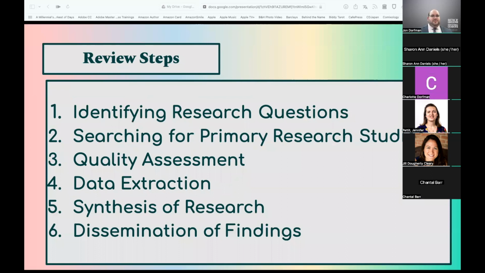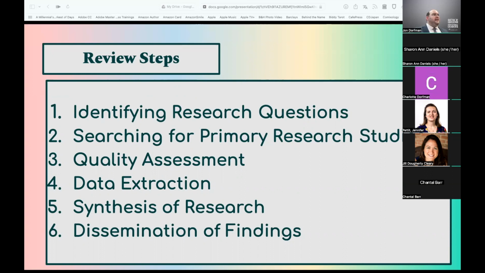It involves a systematic review of existing literature. So the review steps for this type of methodology are to first identify the research questions, search for primary research studies to include, assess them for quality, extract data from the good ones, or helpful ones, I should say. You synthesize the research, and what we're doing here today is disseminating the findings.